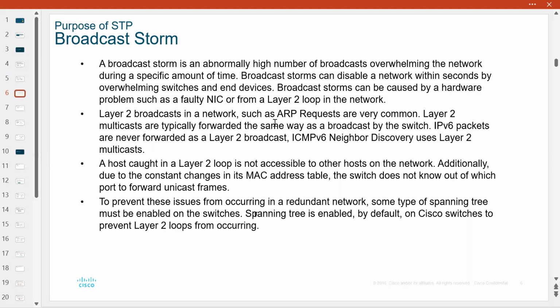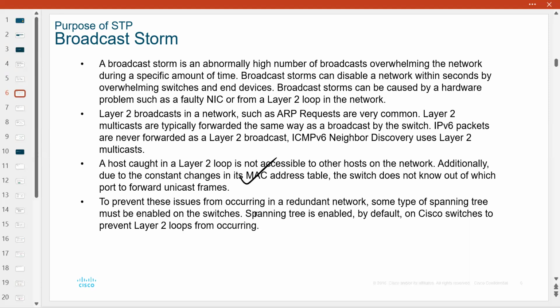Right. Layer 2 broadcasts in a network, such as ARP requests, are very common. Layer 2 multicasts are typically forwarded the same way as broadcasts. An ARP request is an example of a broadcast: I have this IP address and I want the MAC address, so the ARP packet is sent as a broadcast so that the recipient responds with its MAC address. A host caught in a layer 2 loop is not accessible to other hosts on the network. Additionally, due to changes in its MAC address table, the switch does not know out of which ports to forward unicast frames.